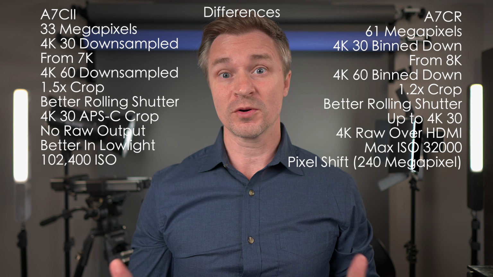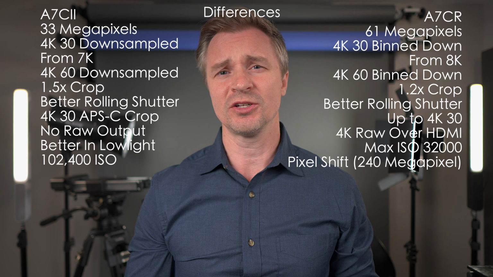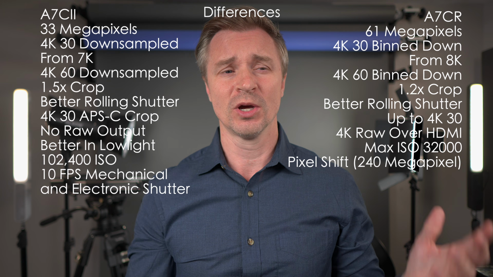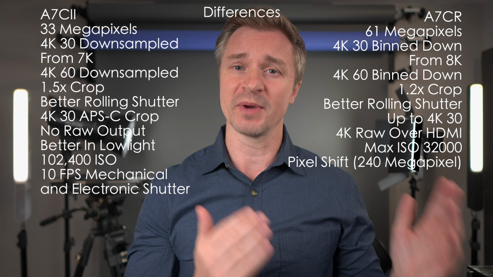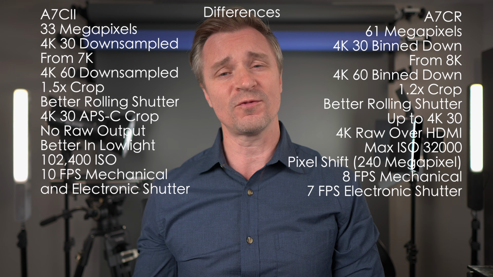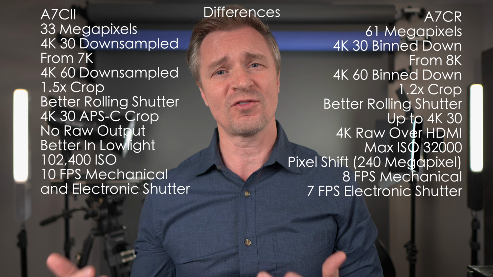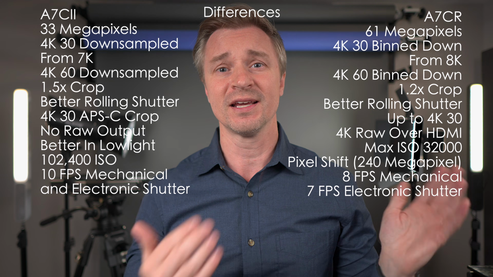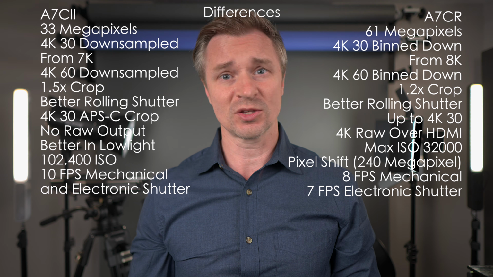Now, in terms of photo burst rate, the A7C II actually has a faster burst rate than the R. The A7C II shoots 10 frames per second in both mechanical and electronic shutter, whereas the R shoots 8 frames per second in mechanical and 7 frames per second in electronic shutter. So if you're looking for a faster burst rate, the A7C II is the way to go.